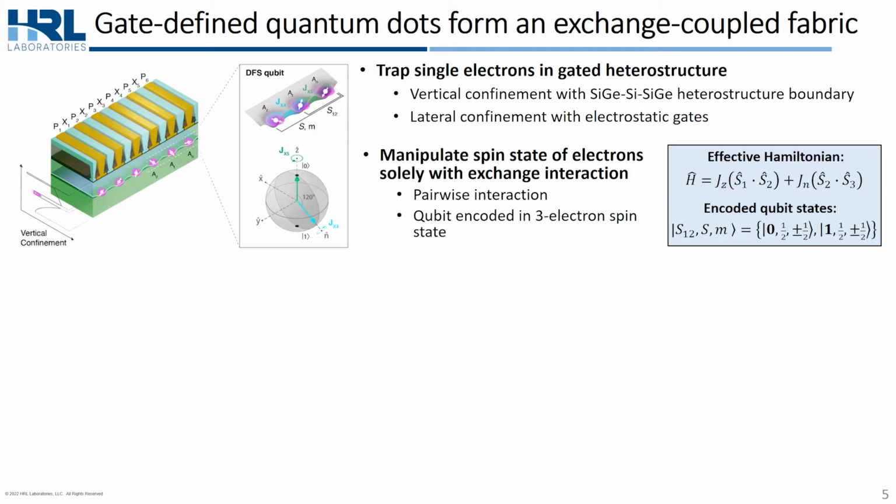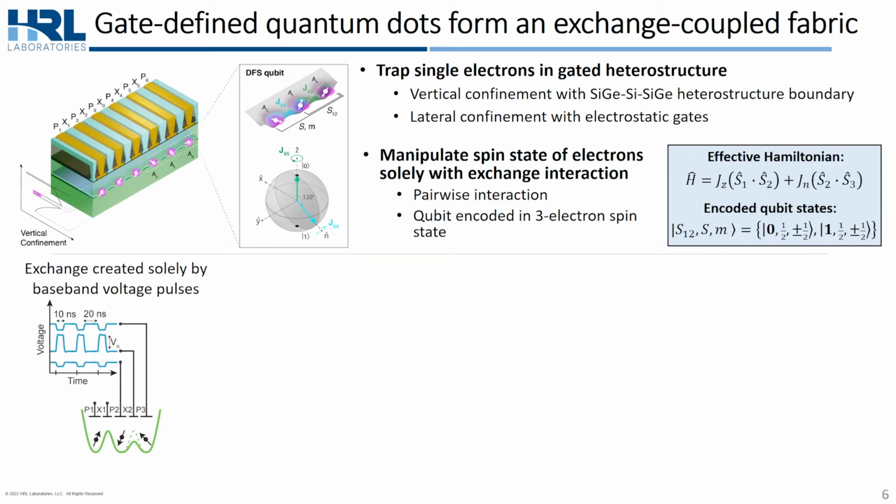However, due to the symmetry of the exchange interaction, and just that it requires 2 particles, it means that to make a qubit, we need 3 electrons, and we need to couple those together. And effectively, it means that our Hamiltonians, our interactions, are in the single spin basis, but then we encode our qubit in a 3-electron coupled spin state. But if we do that, it allows us to control the state of the qubit solely with baseband voltage pulses, which is diagrammed a little bit on the left here.